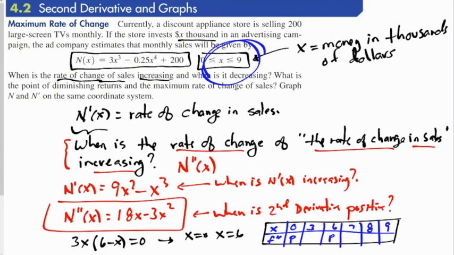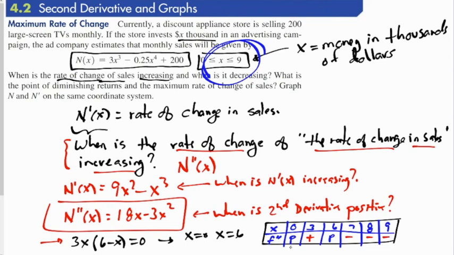So if we plug 3 into our second derivative, and if we plug it into the factored form, it makes it easier to evaluate. 3 times 3 is 9, 6 minus 3 is 3, 9 times 3 is a positive number. If we plug in 7, we get 3 times 7 is 21, 6 minus 7 is negative, positive times a negative is negative, and we see the same is true for 8 and 9.